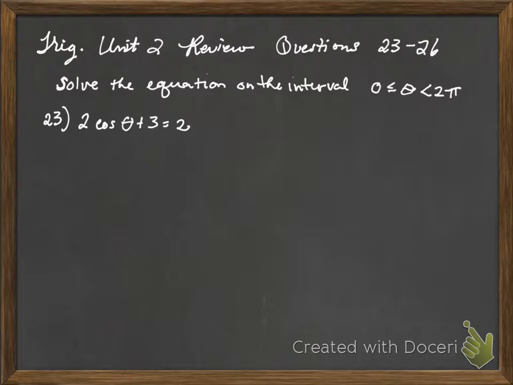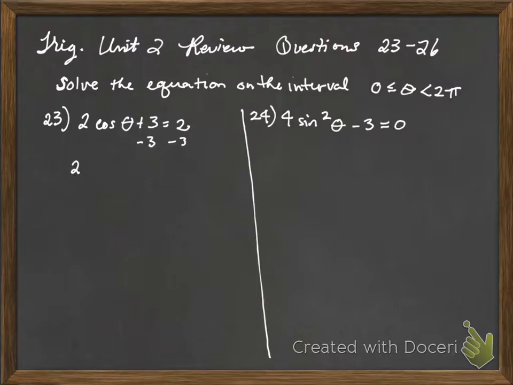So the first thing I'm going to do is subtract 3 off of both sides, and when I do that I get 2 cosine theta equals negative 1. Okay, at this point I want to divide both sides by 2, and when I do that I get cosine theta equals negative 1/2. So where does cosine equal negative 1/2?